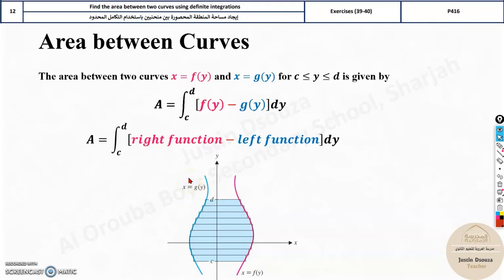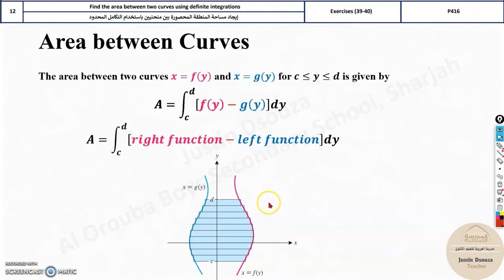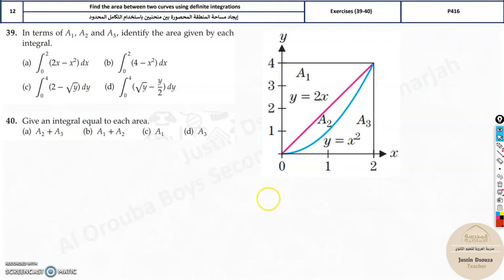These are the basic things. Now for this type of problem, you don't need to solve all that, like we did in the previous video or before that. Here, understanding the concept is very crucial. Now let's look at this figure. The figure is given in terms of a1, a2, a3. Identify the area given by each integral. They have given you definite integrals.